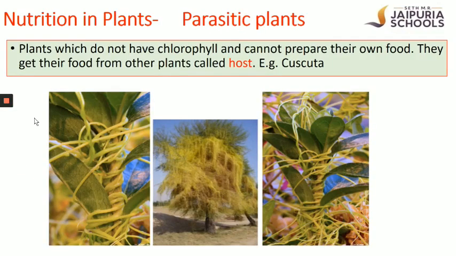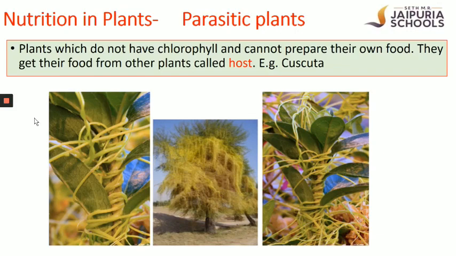Let's discuss a little bit about parasitic plants. Plants which do not have chlorophyll and cannot prepare their own food. They get their food from other plants called host. So what are parasitic plants? These are plants which cannot prepare their own food and get their food from other plants. They do not provide any benefit to the other plant, but they just take food from them. The plant from which these parasitic plants take food is called host.